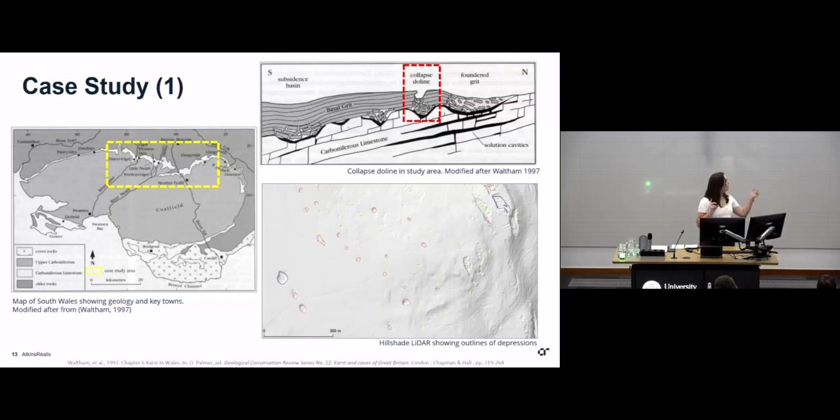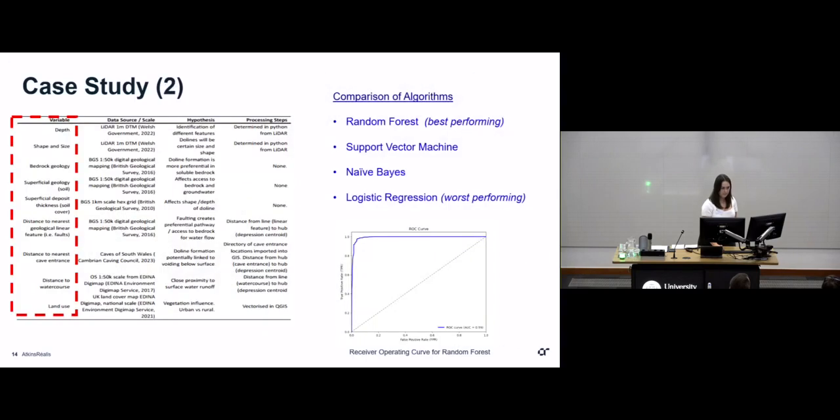The LiDAR picture with the different colour delineations is me deciding how big of a data set to create, whether to include the really tiny ones in green, or just include the bigger ones, which are the purple colour. The variables used were depth, shape and size, bedrock geology, and superficial thickness of the cover geology, because it's a collapsed doline there's a cover thickness, as well as cave entries, distance to watercourse and lineaments.